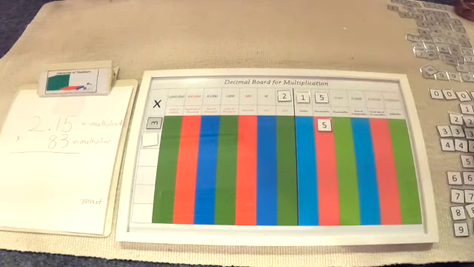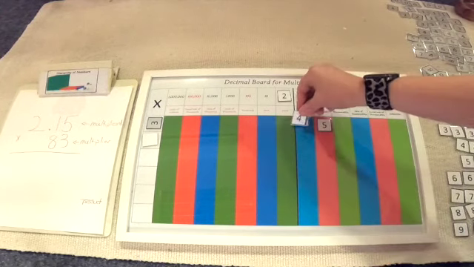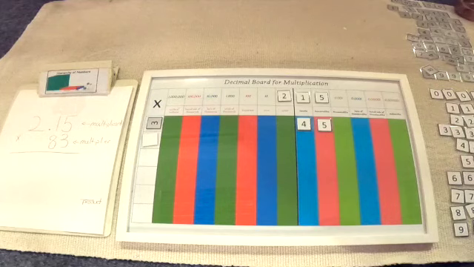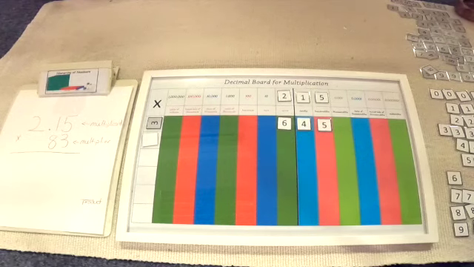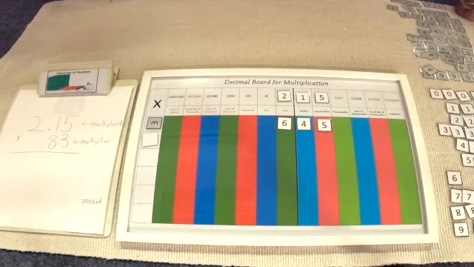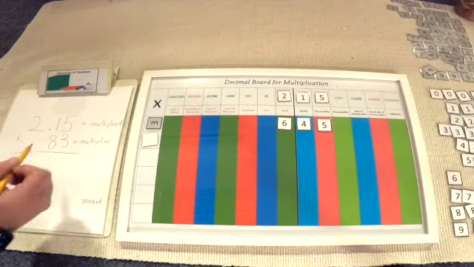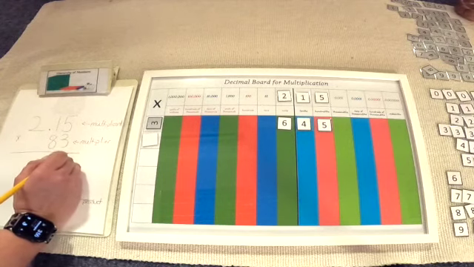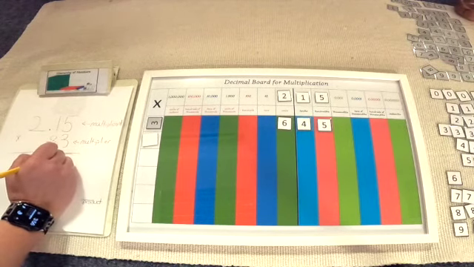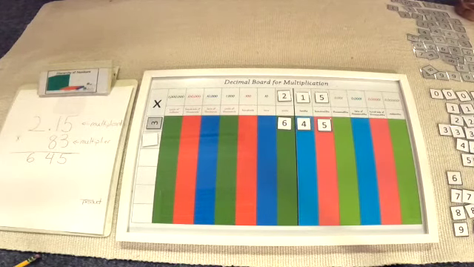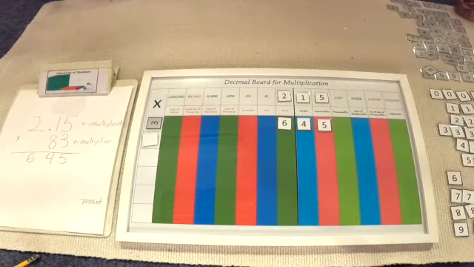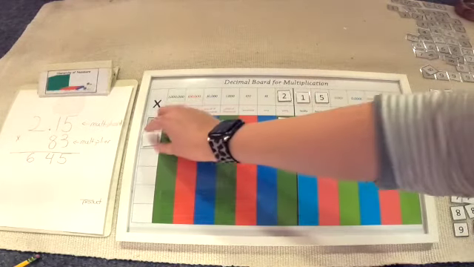So I'm building my partial product here. 3 times 1 is 3, plus 1 is 4, and then 3 times 2 is 6. Put the 6 tile down. And then I am going to record my partial product, which is 6 and 45 hundredths. When I'm done recording that, I am going to flip over the 3 because I am ready to flip the 8 and multiply my tens place.